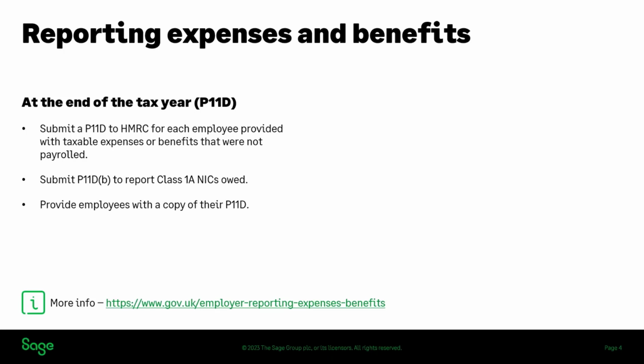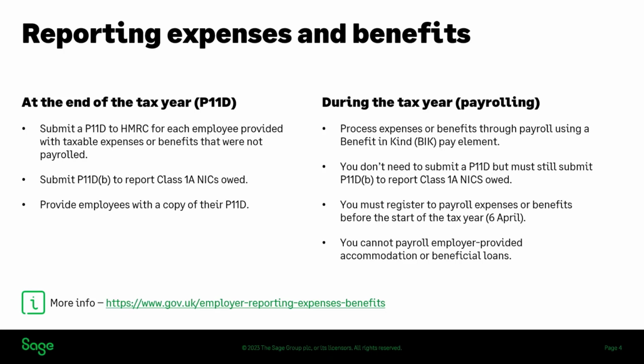Now, the alternative to doing this is known as payrolling. And this is where the benefit details are reported during the tax year by being processed as a benefit in kind pay element through your payroll. So this in effect creates a notional payment where the amount of tax on the benefit amount is deducted from the employee in the payroll and then submitted as part of the FPS.